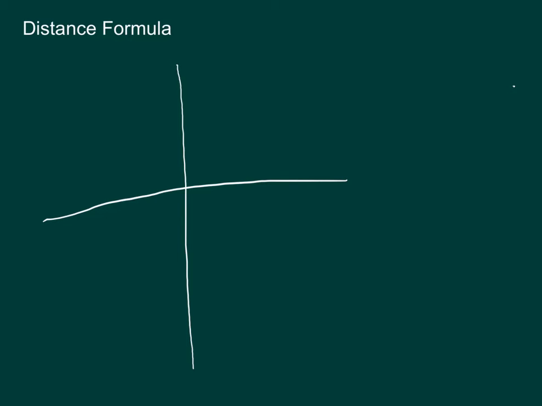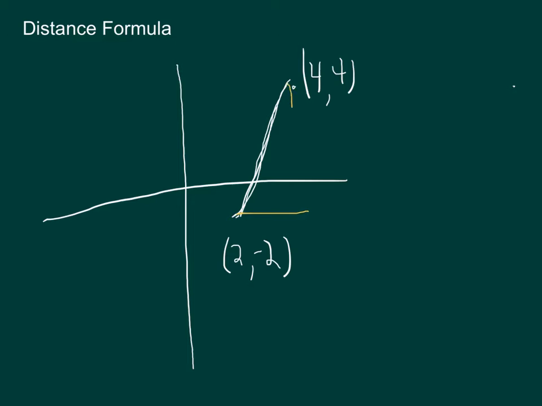So let's say I've got 2 coordinates. Let's say I've got one here at 2 comma negative 2, and another one here at 4 comma 4. And the question is how far apart are these 2 points? Well, how long is this segment between these 2 points? The easiest way to think about it is to measure the distances that you do know how to find. And that's the horizontal distance between the 2 points and the vertical distance between the 2 points.